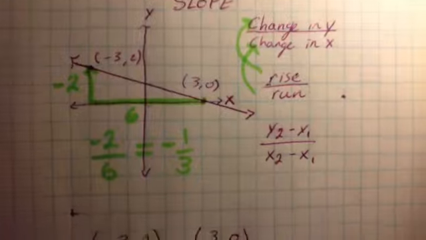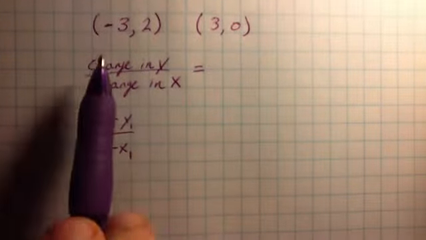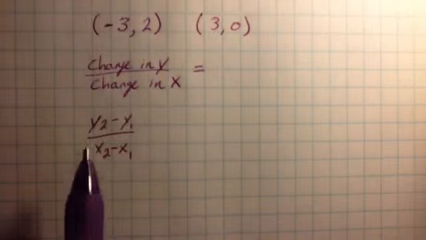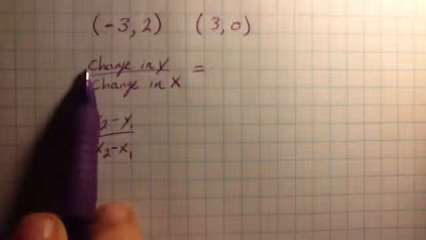Let me show you how. So let's go down here. Okay, here I've got the coordinates. And now I'm going to try and find the slope two different ways. Change in y and change in x. Well, when we say change, we literally mean change.